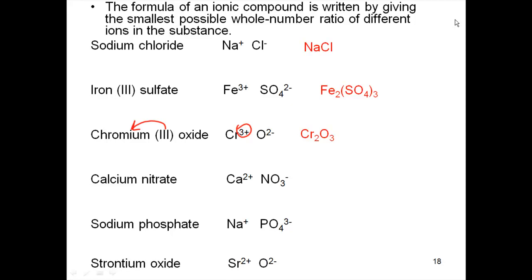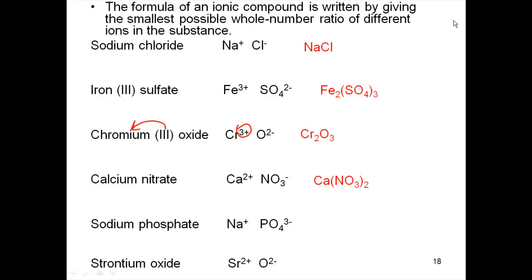Calcium nitrate. I got calcium 2 plus, nitrate minus 1. Need the charges to balance. I got 2 pluses on the cation, a minus 1 on the anion, which means I need 2 nitrates. Calcium, open parentheses, NO3, close parentheses, subscript 2. The parentheses are important, okay? I need to make sure I put them because it's the whole polyatomic ion. I need 2 of them.